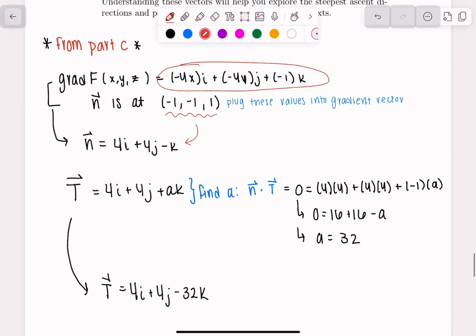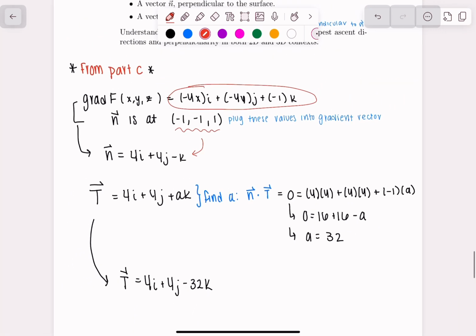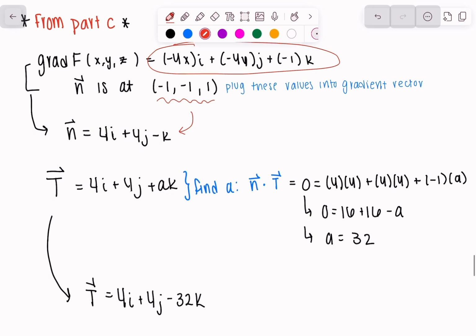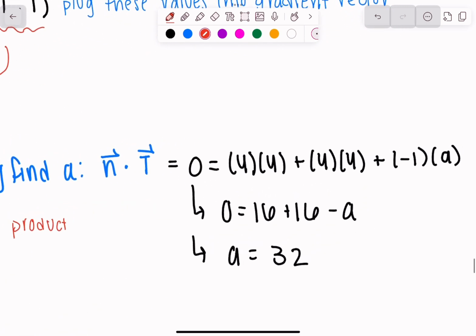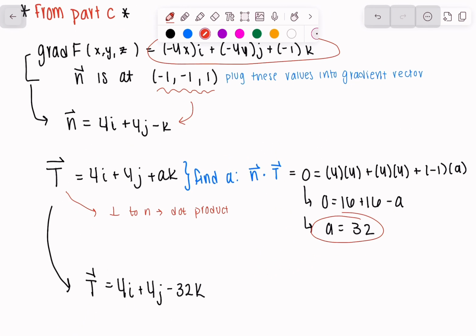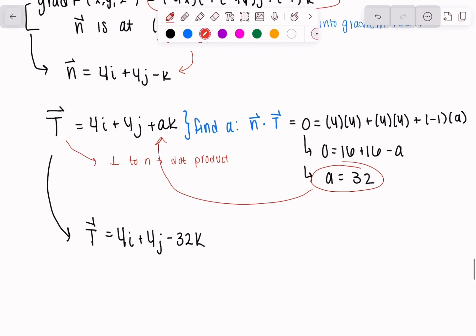In order to find t, it's going to be the same thing, but we don't have a value for a, or the constant that goes in front of k. So we're going to replace that constant with the letter a for the time being. In order to find a, we have to take the dot product of n and t. So that's just multiplying the i, the j, and the k components in order to find a. So once we go through that simple algebra, we find that a is 32, and we can plug it back in so that we get a vector t of 4i plus 4j minus 32k.